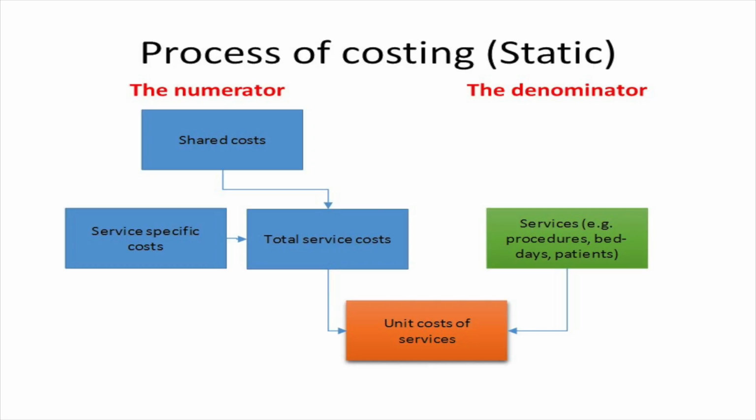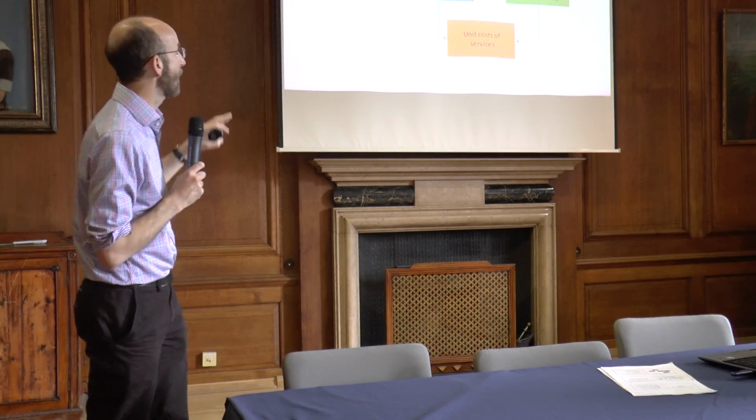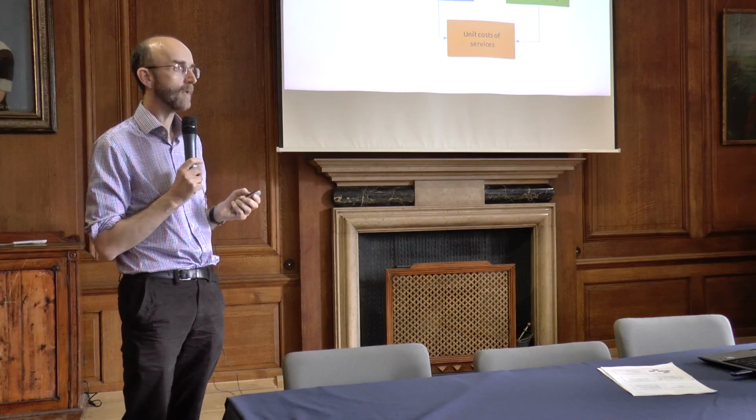So that's on the cost side. In the denominator, we have the numbers of services, and how we count the number of services will vary, again depending on our objectives, depending on the type of service, but it might be procedures, it might be bed days, it might be patients, it might be case-mix adjusted patients or admissions. And we put them together and we come up with a unit cost of services, so a numerator and a denominator.